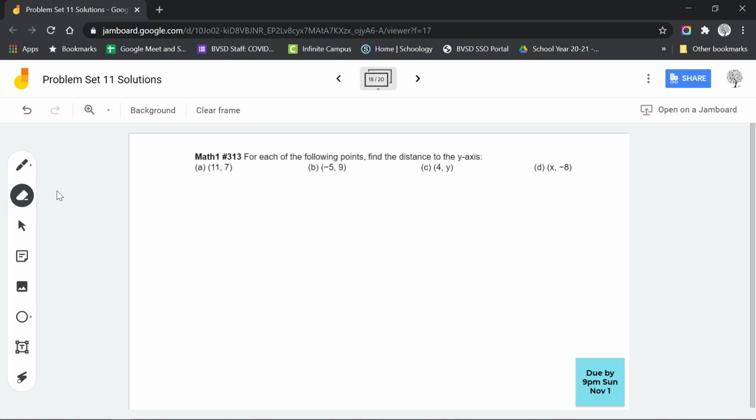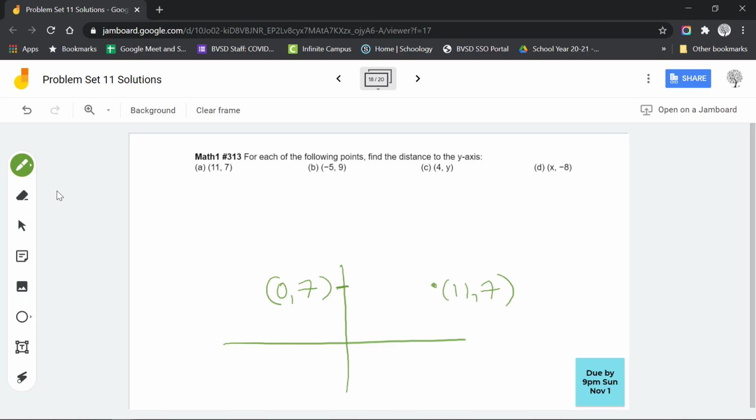Okay, so if we want to do the distance to the y-axis, this was one that I saw some mistakes on for sure. We want to make sure we think about where (11, 7) is. So let's just draw a little graph here. How far are we actually from the y-axis over here? Well, over here on the y-axis, equal to our height is (0, 7). So how far away are we? We're actually 11 spaces away from the y-axis.